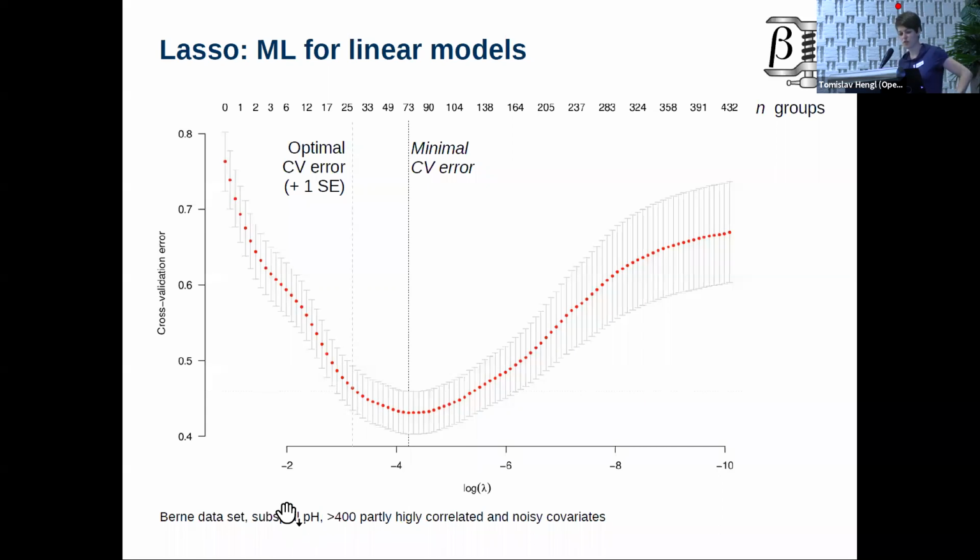The question was if Lasso is generally underfitting, whether it would be meaningful not to use this one standard error rule. I'd say yes, but this means you need to know if it's underfitting. This means you need to have an external test set where you can actually evaluate that.